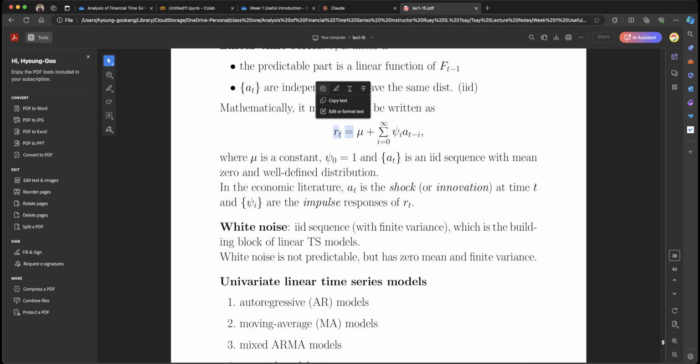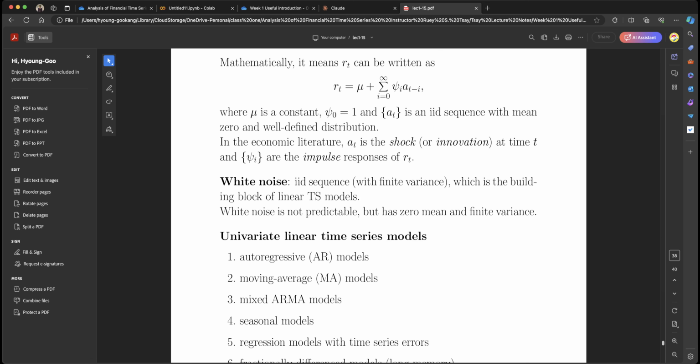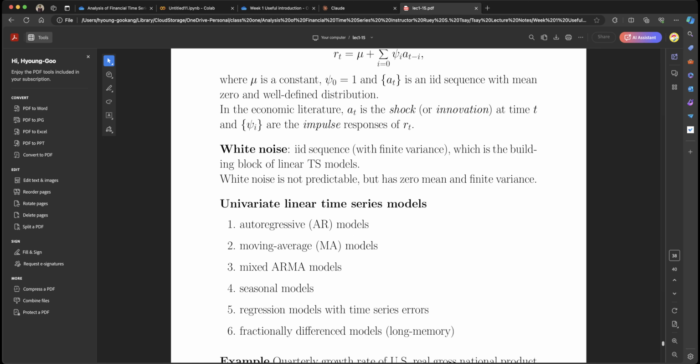And the white noise is basically an IID sequence with finite variance, which is the building block of the linear time series model. IID means independently, identically distributed. White noise is not predictable, but has zero mean and finite variance. Okay.